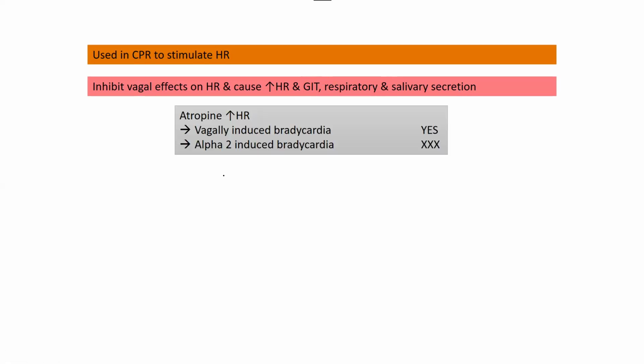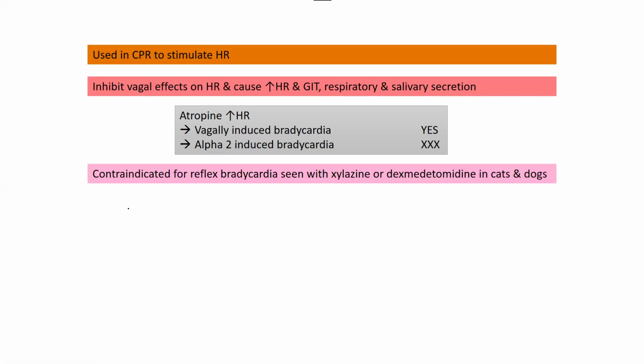Again, here, this box is important: atropine is used to increase the heart rate, but that should be for a vagally induced bradycardia. But if the indication is alpha 2 induced bradycardia, you should not use atropine. Remember that, because it is contraindicated for reflex bradycardia seen with xylazine, dexmedetomidine or medetomidine in cats and dogs. And why is that?